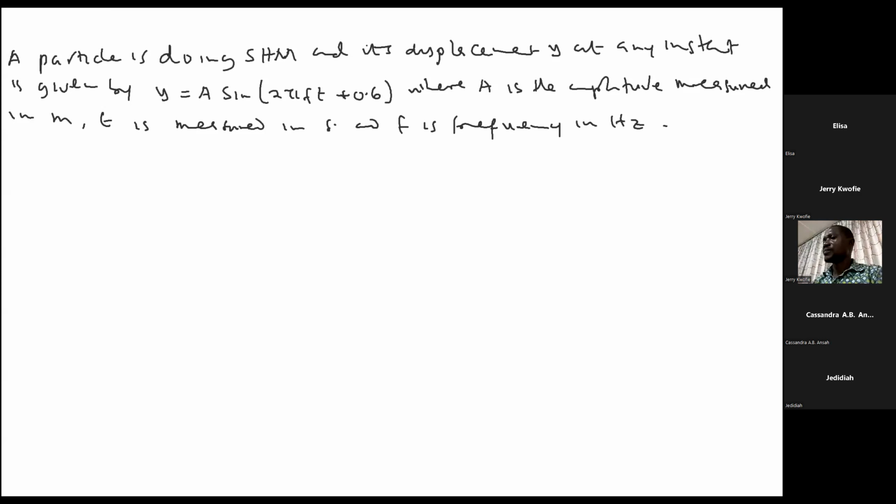Mr. Kofi, please, can you read what is in the bracket for me? 2 pi f t plus 0.6. Thank you.